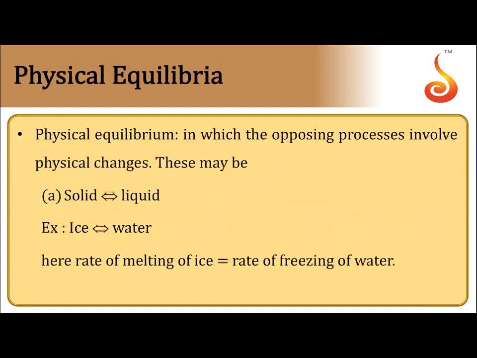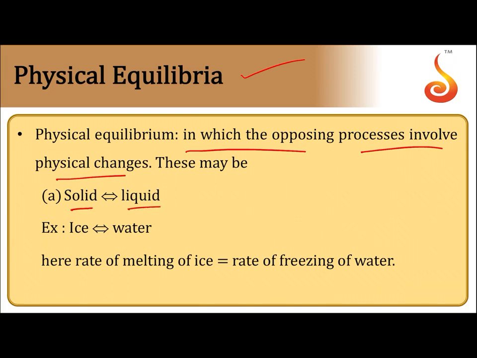Then comes types of equilibria. We have different types of equilibrium. The first one is called physical equilibrium. In physical equilibria, the equilibrium exists between the physical states of the components, that is, the opposing processes involve only physical changes.